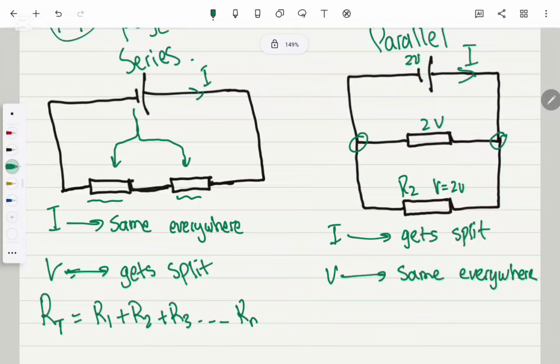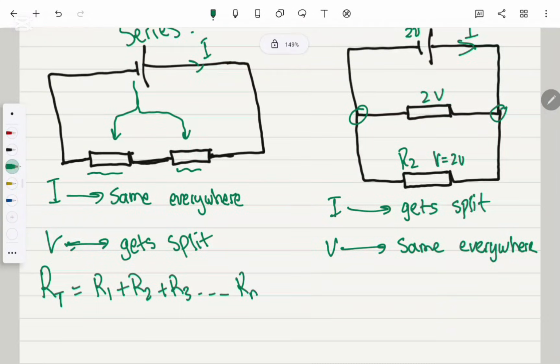Take a good look at them. Don't forget them. You can't solve a question to do with electric circuits, either series or parallel, unless you know how the voltage acts and how the current acts. Okay, let's move on.